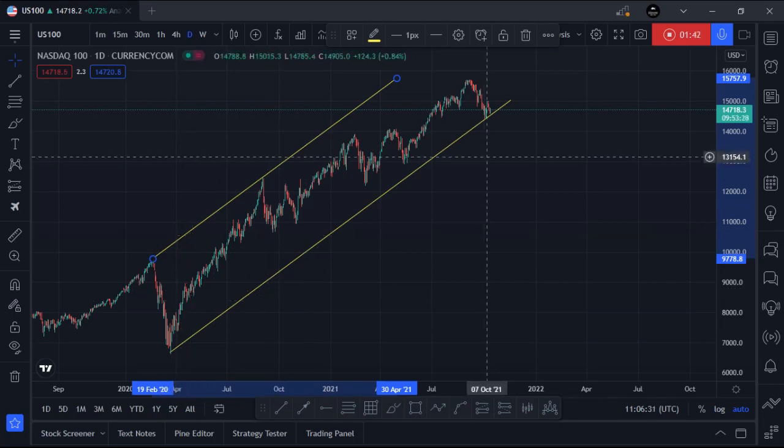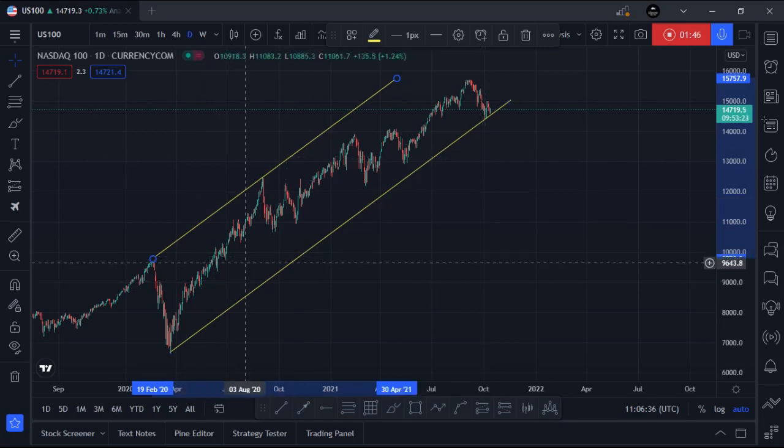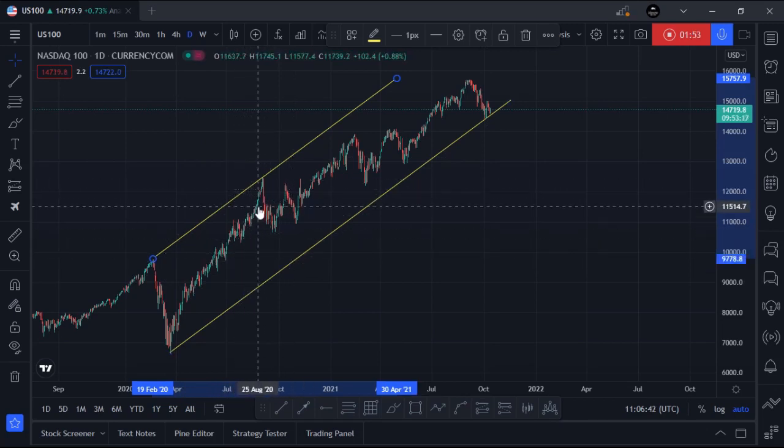But another thing, now that we have placed trend lines, we can see that Nasdaq has been trending up inside a channel. This channel, we can identify it by this trend line. It's called the ascending channel.